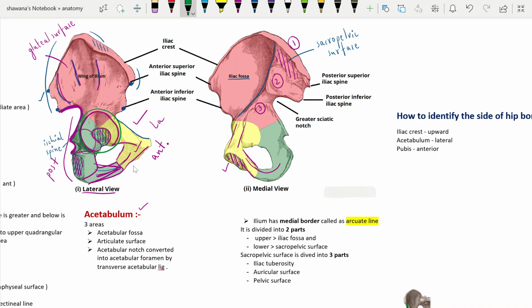The second is the articular surface. Articular surface means this one, from where it is articulating with the head and neck of the femur. The third part is the acetabular notch. This tiny little crest-like structure is the acetabular notch, and it is converted into the acetabular foramen by the transverse acetabular ligament. So, this is the acetabular fossa, then it has the articular surface, then it has the acetabular notch, which is converted into a foramen by the transverse acetabular ligament.